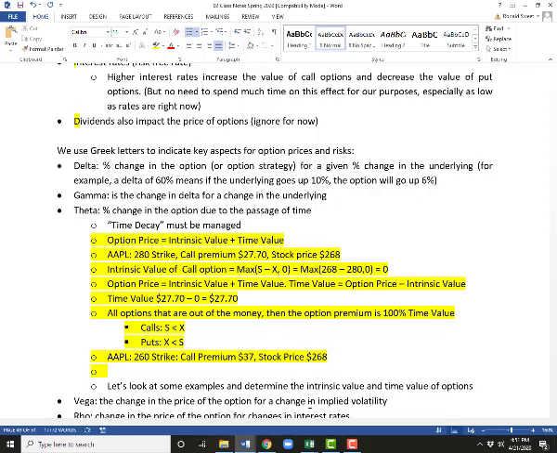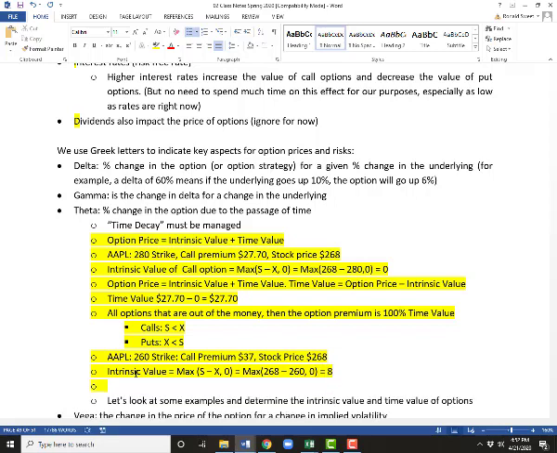So we already know that this is in the money. So if it's in the money, the intrinsic value is going to be different. So we have to know what the intrinsic value is first. So we already know that intrinsic value equals the max of the stock price minus the strike price, and 0. In this case, it's the max of, here the stock price is 268, the strike price is 260, and 0. So that intrinsic value is $8. So what is the time value?